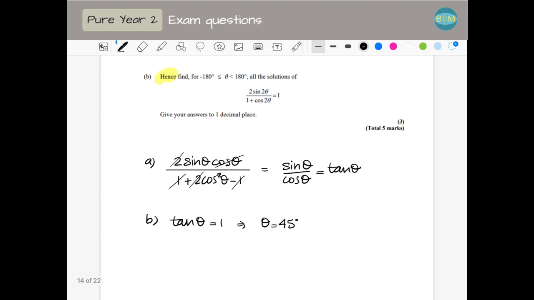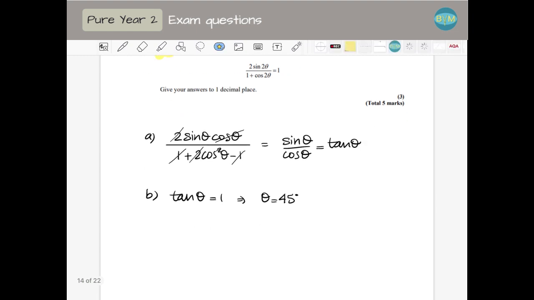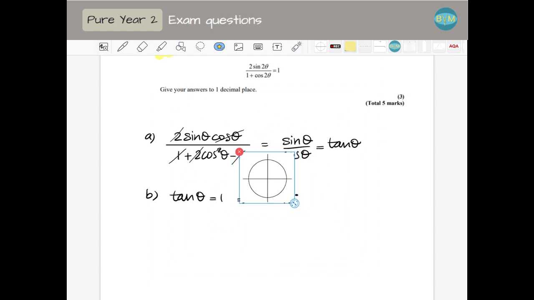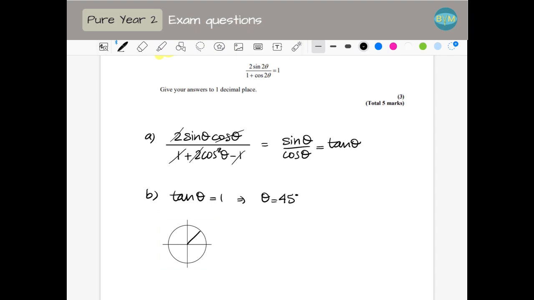To find the other solutions in the interval, you can use the circle. Remember, the tan is repeated every 180 degrees because it's the gradient. So I have my 45 degrees here. The next angle that is going to have the same tan, the same gradient. So this is 45. This angle here is 180 plus 45, which is out of the interval. But this angle here is 45 minus 180.